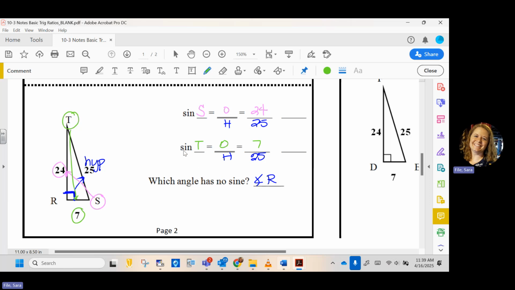I want you to put S for sine is O over H. That's the SO part of SOHCAHTOA. Sine is opposite over hypotenuse. So far, so good?